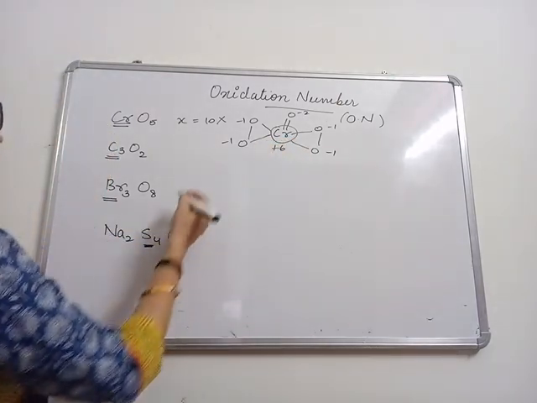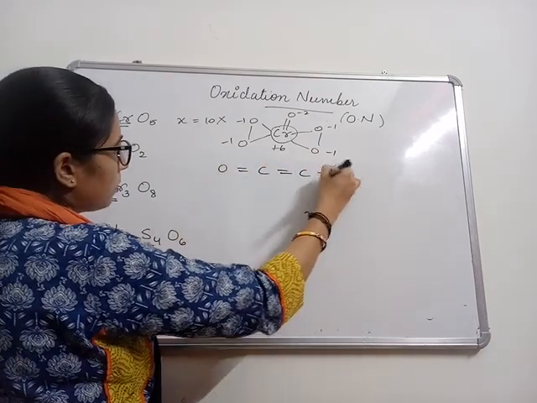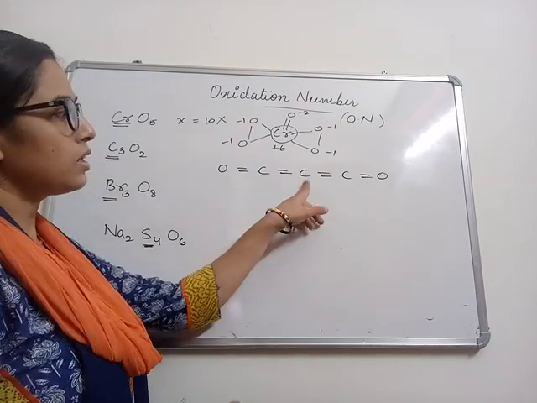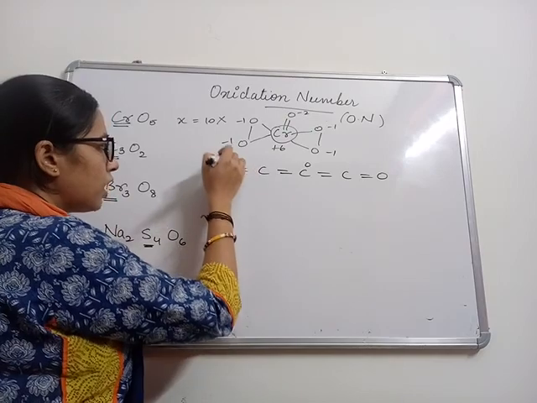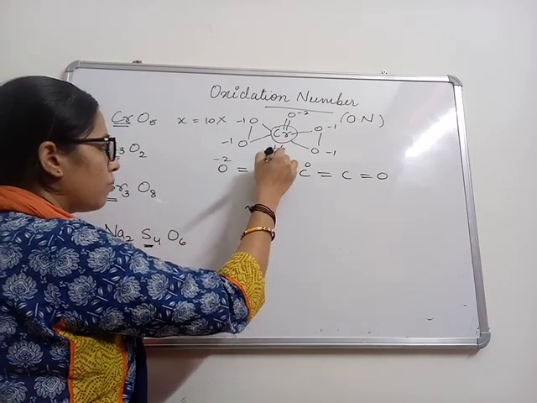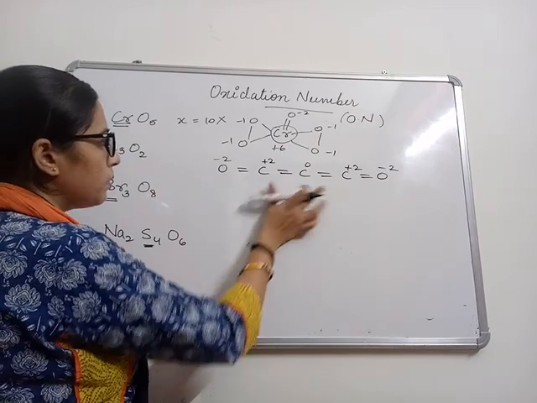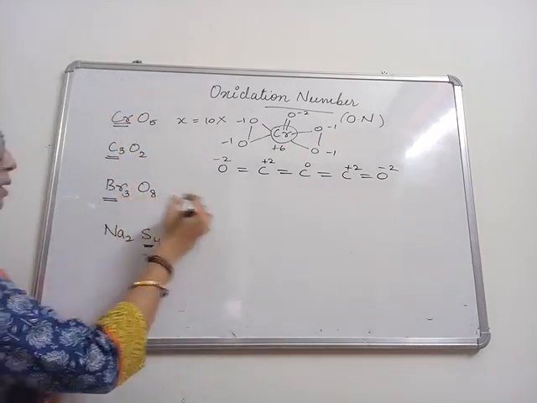In carbon suboxide, the structure of carbon suboxide is like this, that all the 3 carbon are not alike. The center carbon is bonded to 2 carbon, so here no charge will develop. But this carbon is giving 2 electrons, so this will have +2. Same is with this carbon and oxygen. So of 3 carbon, 2 carbon have +2 charge and 1 has 0 oxidation number.